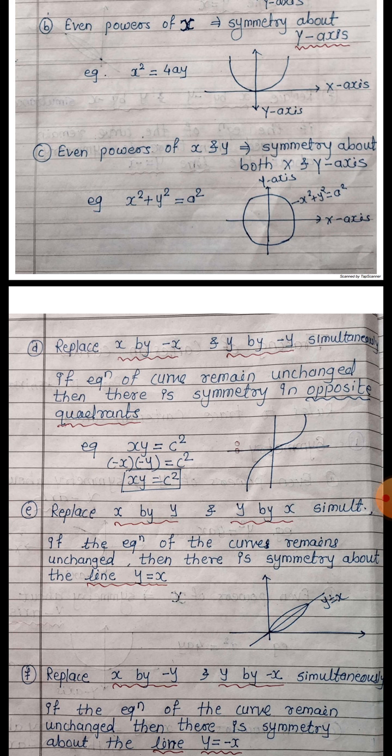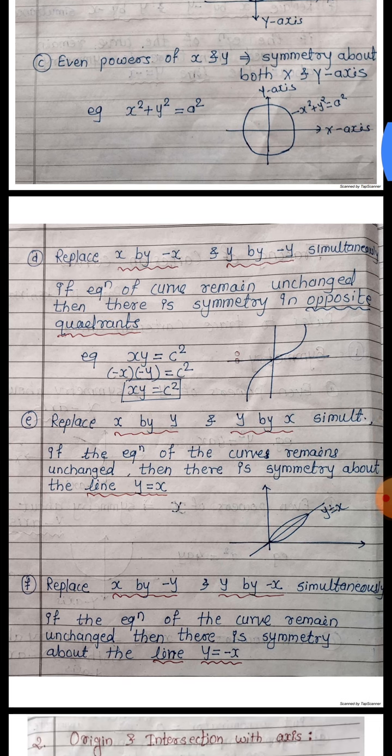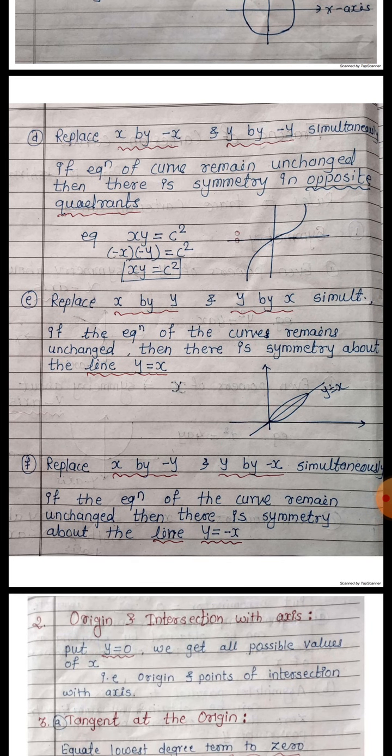If we consider the example, x square plus y square is equal to a square. Here circle, we know the shape of the circle, this is symmetric about both axes. The circle is passing through the origin, therefore this is symmetric about both x and y axis. Next, if we replace x by minus x and y by minus y simultaneously, if the curve remains unchanged, then there is symmetry in opposite quadrant.